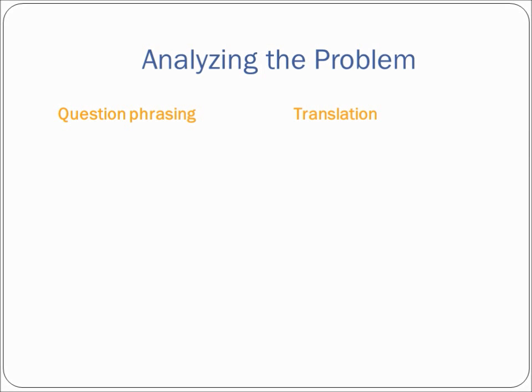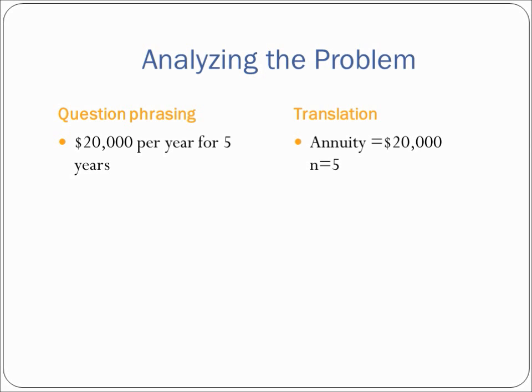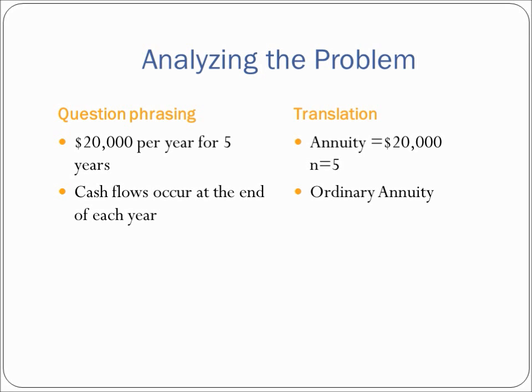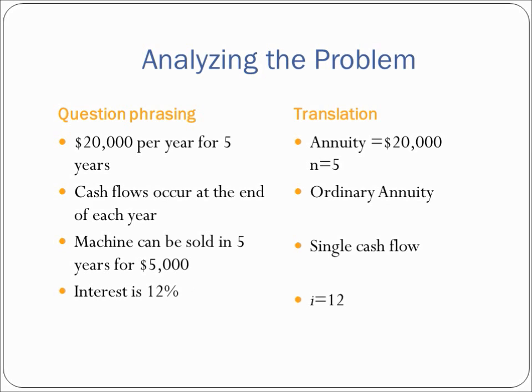To analyze the question, we can see that the yearly savings of $20,000 will be our annuity amount over 5 years, the number of periods. We're also told that the cash flows occur at the end of each year. Because there are equal payments and equal time periods at the end of those periods, we are dealing with an ordinary annuity. The question also states that Don Corp intends to sell the machinery at the end of the 5-year period. This cash flow is not part of the annuity and is treated as a single and separate cash flow.